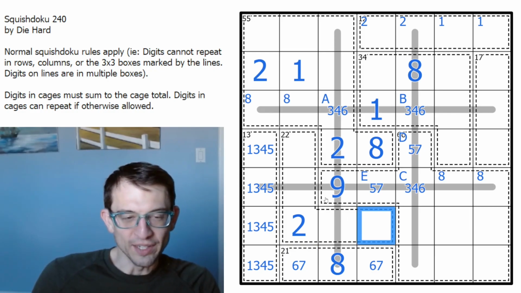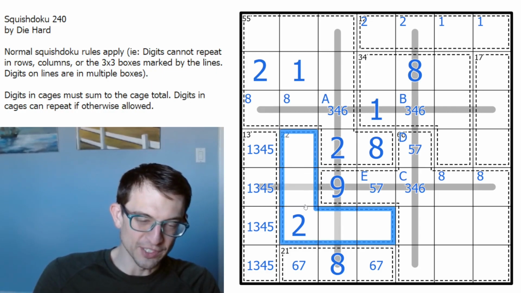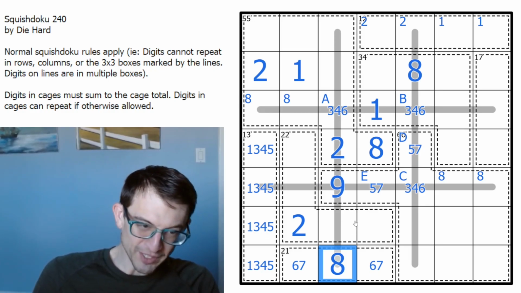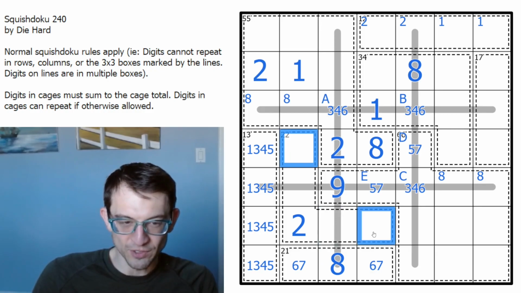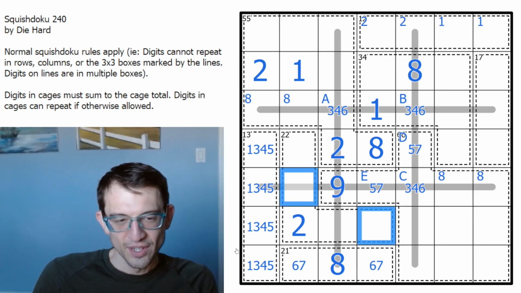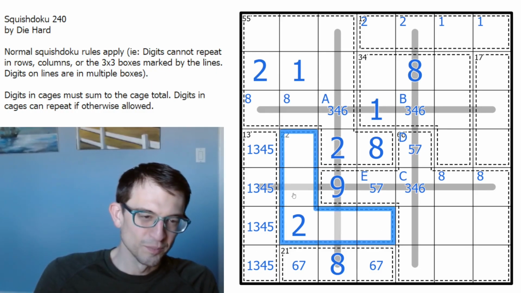Can I avoid putting a 7 in this cage? In other words, can I fill this up with digits without 9, without 8, and without 7? Now, it's a little bit tricky because digits can actually repeat in this cage. So I could have these 2 digits repeat, or these 2 digits repeat, or these 2 digits repeat. The cages do not require all unique digits.